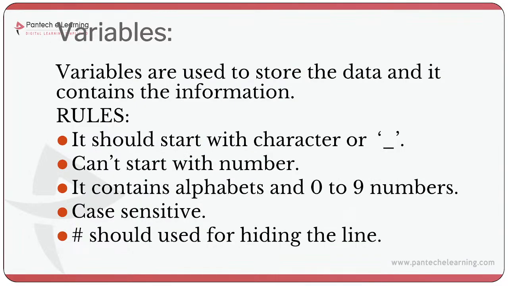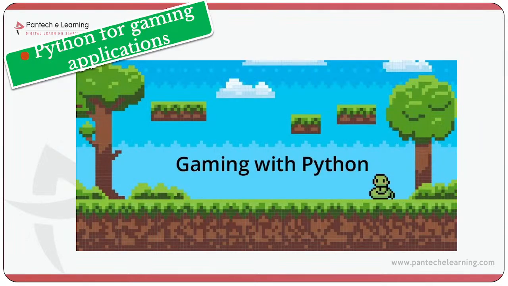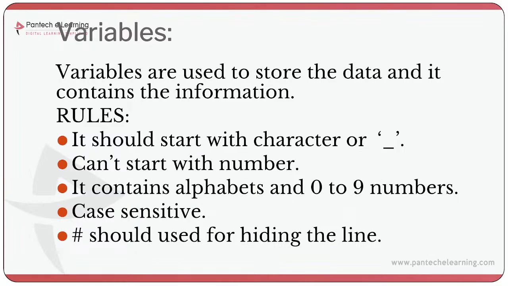In Python, we have variables. A variable is nothing but a way to store data. And in Python variables, we have rules. We can't start with numbers. It should start with a character or symbol. It cannot start with a number. It contains alphabets and the numbers 0 to 9.